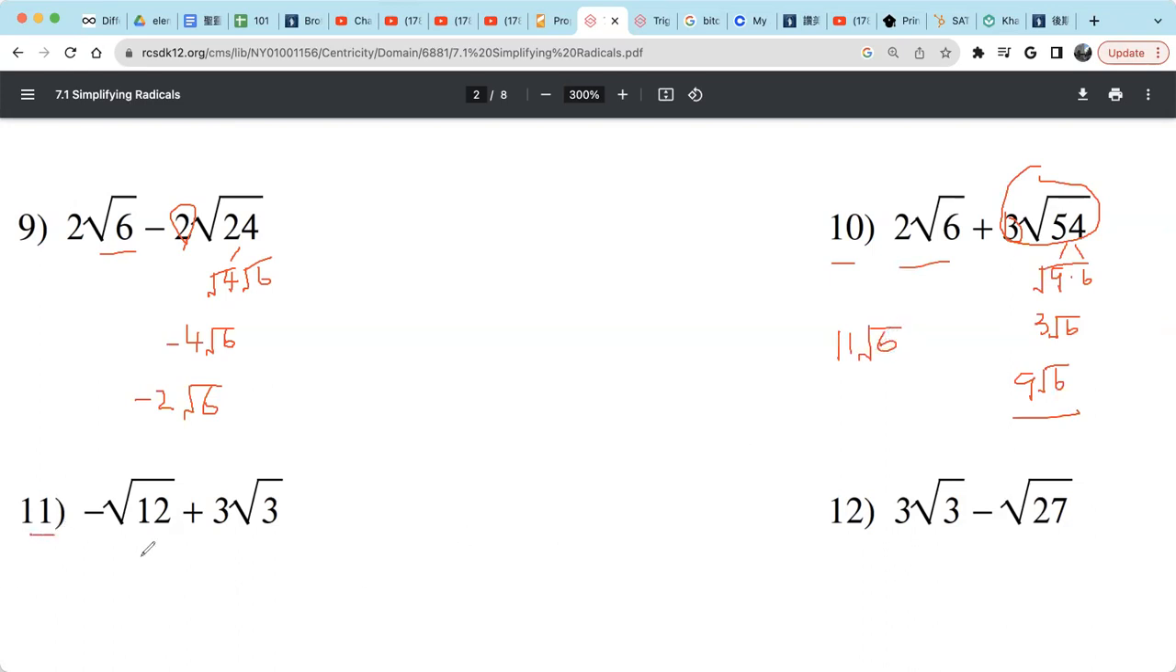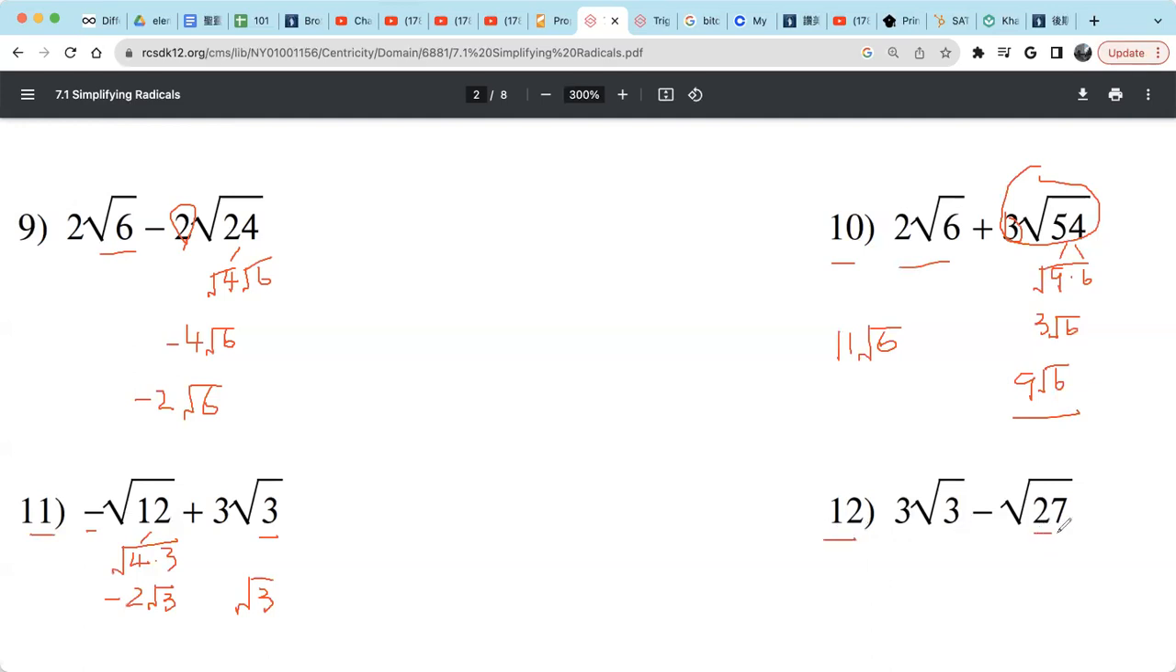Let's see 11. Radical 3 is the simplest form. 12 is not. 12 can be split into 4 times 3. So when we square root, we get 2 radical 3. So square root of 12 is in the family of square root of 3. And it's twice, it's 2 radical 3. But we have a negative sign up front, so we put a negative sign here. Then we add negative 2 with 3, so we get 1 radical 3, which is just radical 3. So number 11, just radical 3.